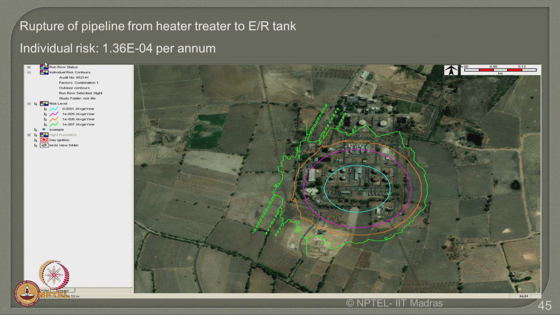Based on this, we have said that the individual risk is about 1.36 × 10⁻⁴ per annum, which results from the rupture of the pipeline from heater treater to emulsion receiver tank, which is unacceptable.